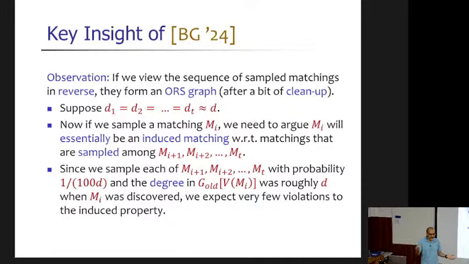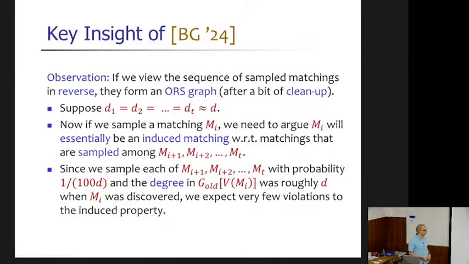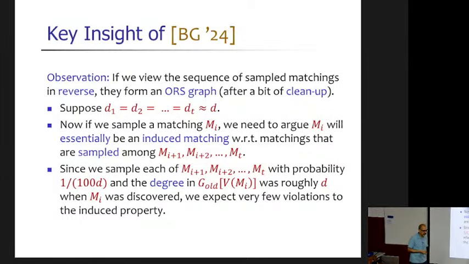We discard some of these violated edges from Mi. The matching size may go down by a factor of 2. It will still be a large induced matching, and you will get a large ORS score. That's basically this beautiful idea that's connecting it to ORS graph density.